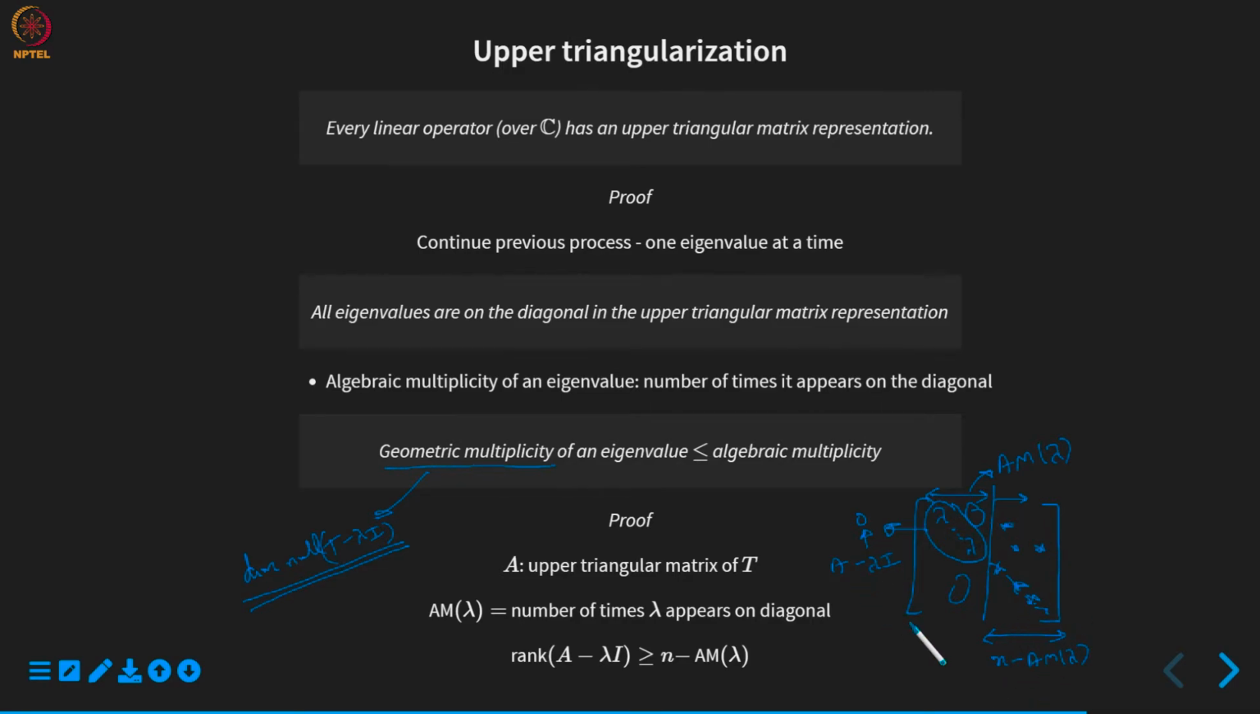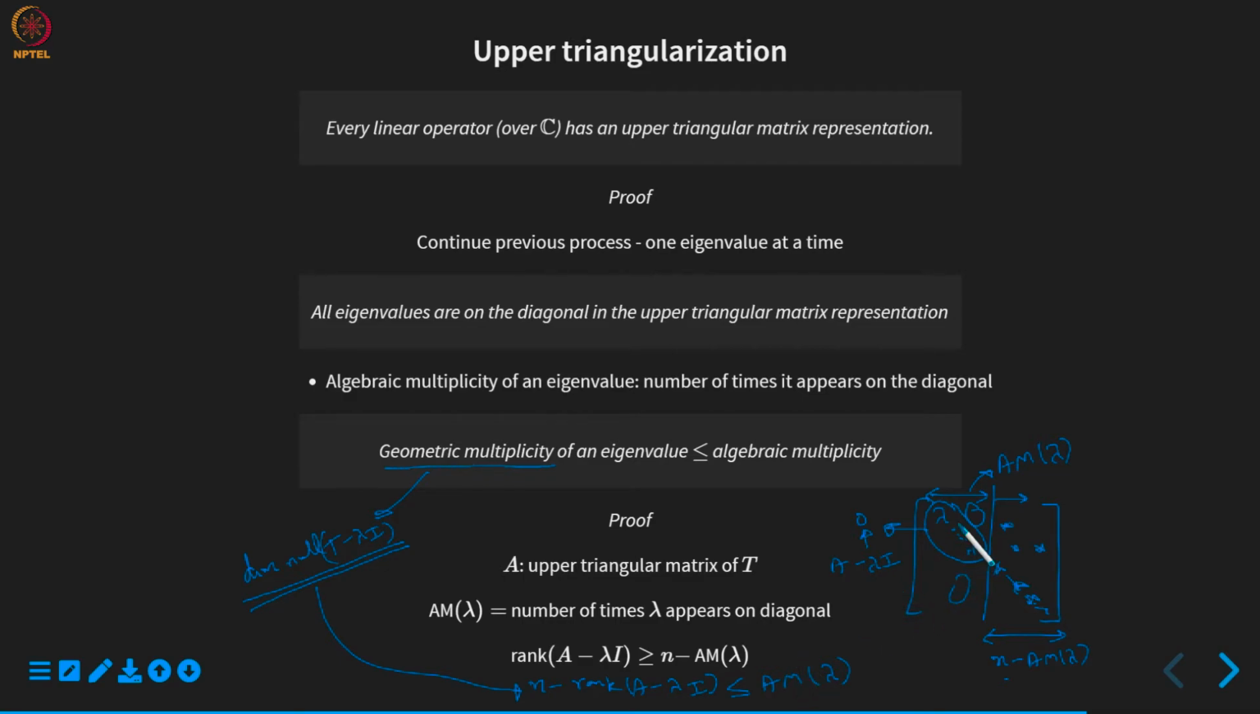But the rank of A minus lambda I has to be at least n minus whatever you knocked out here. Okay, now that tells you that this is true, right? So why is that? Because n minus rank of A minus lambda I is less than or equal to the algebraic multiplicity of lambda. And what's n minus rank? That is this guy, the dimension of null of T minus lambda I. So geometric multiplicity becomes less than or equal to algebraic multiplicity.